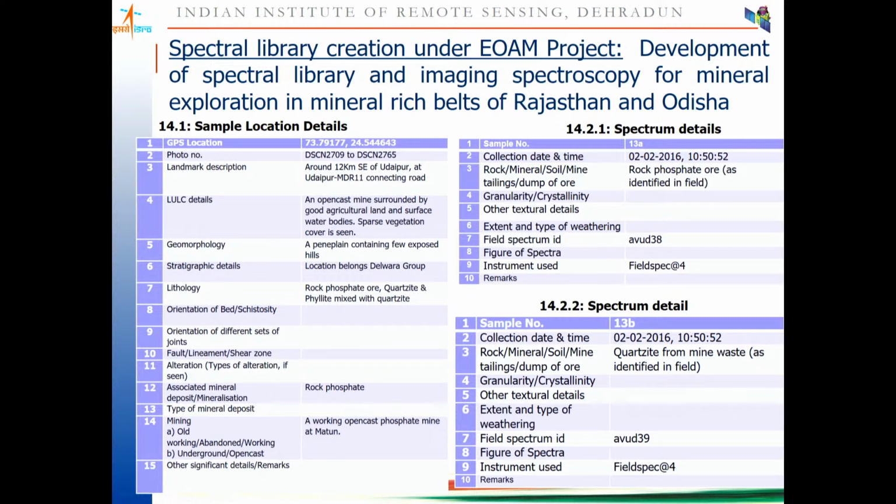Now, the spectrum we have collected in the field. We have three things: sample details in the field, spectrum details of the spectra collected in the field, and we bring the sample back and collect the spectra in the lab. Like this we generate the spectral library for each and every sample. This rock phosphate ore was collected in 2016, in the morning at 10:50. This is just the ID we have given for reference, and the instrument we used is the ASD FieldSpec 4. Like that we have collected different spectra, such as ore spectra and mine waste spectra.